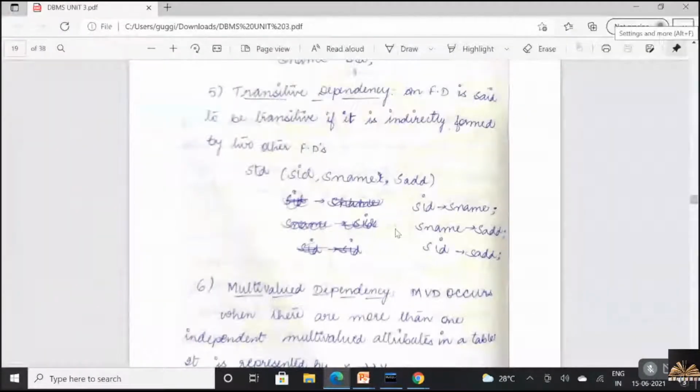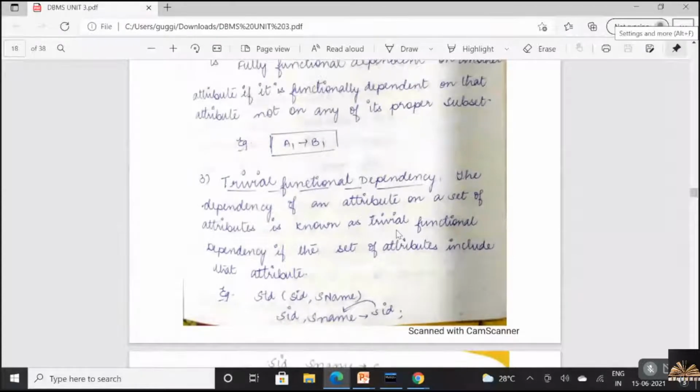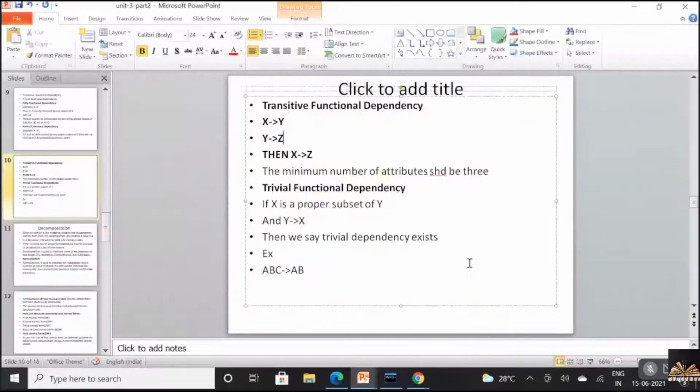Next, you have got something called trivial functional dependency. The dependency of an attribute on a set of attributes is known as trivial if the set of attributes includes that attribute. It's a bit confusing. Now try to understand trivial functional dependency. If X is a subset of Y and Y determines X, then we say trivial dependency exists.